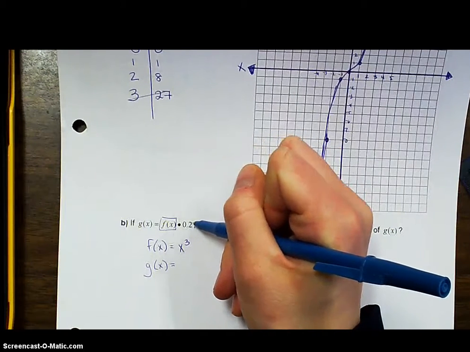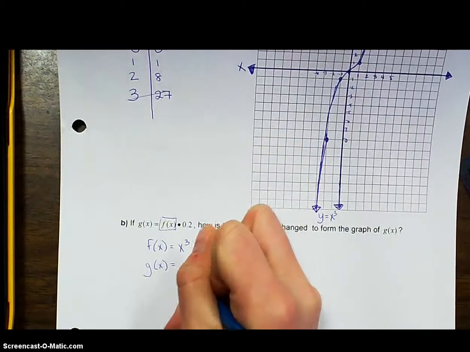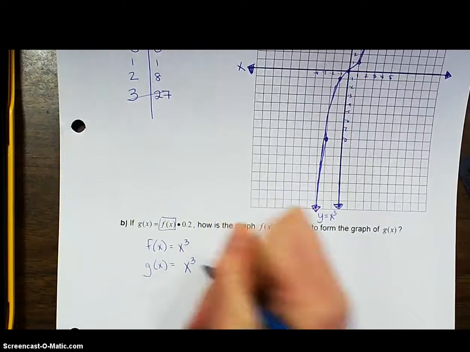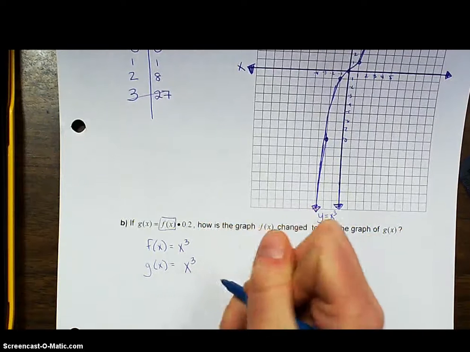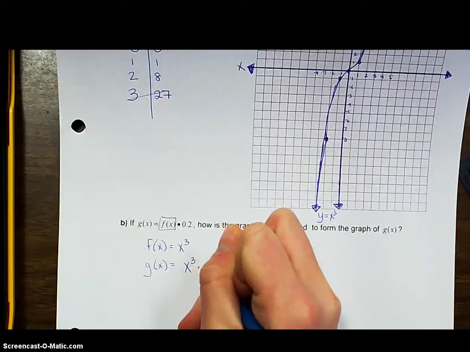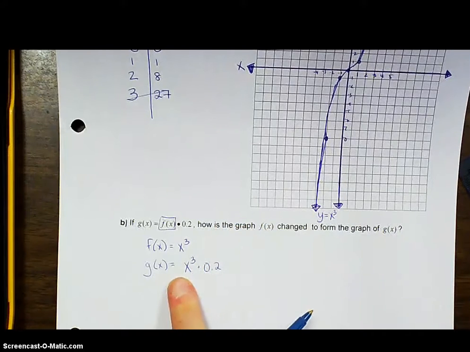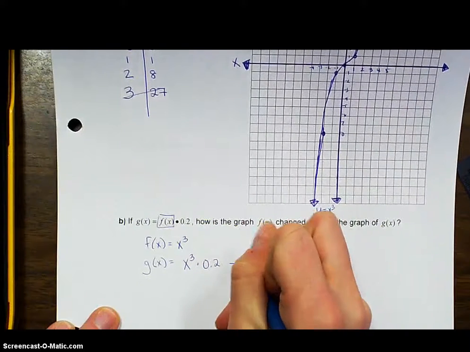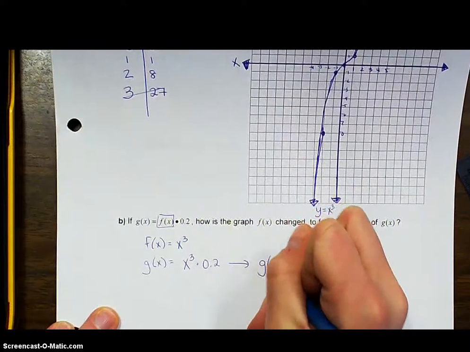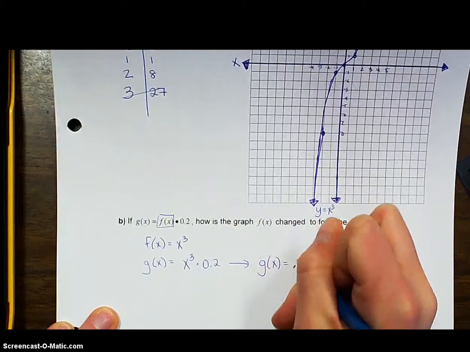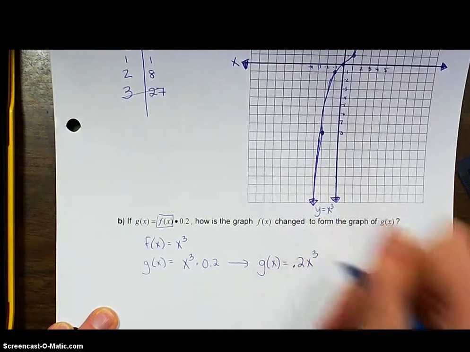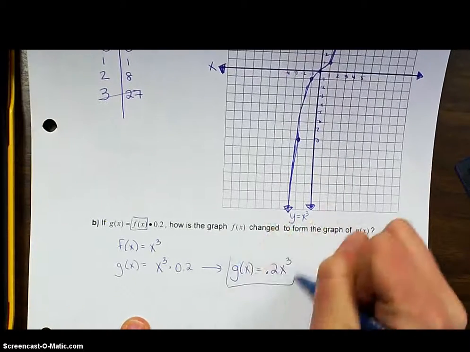What do I want to do? I just want to multiply it by 0.2. So I'm going to take x to the third, and we're going to multiply it by 0.2. Now, usually we do put the coefficients in the front, so I'm going to rewrite this as g of x is equal to 0.2x to the third. All right, so now we have our new function.